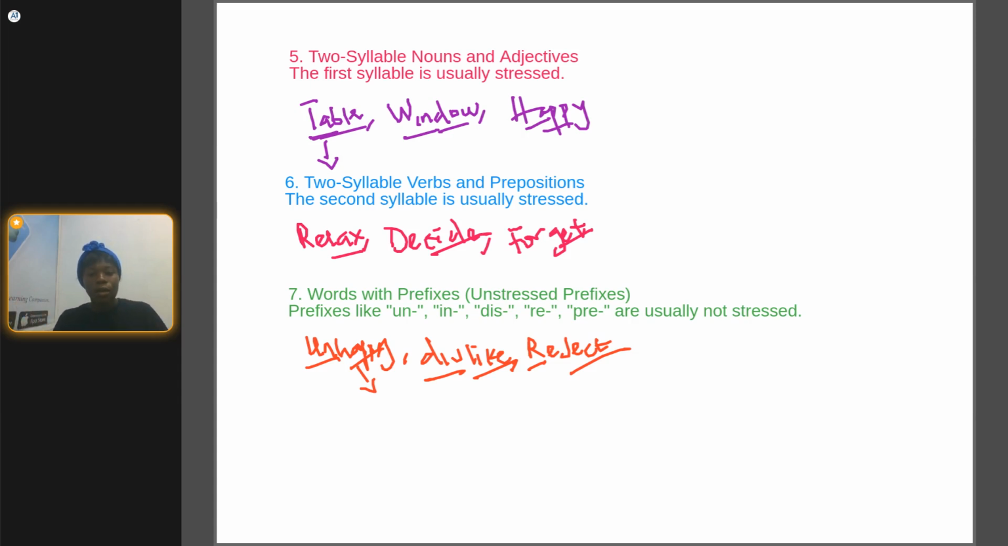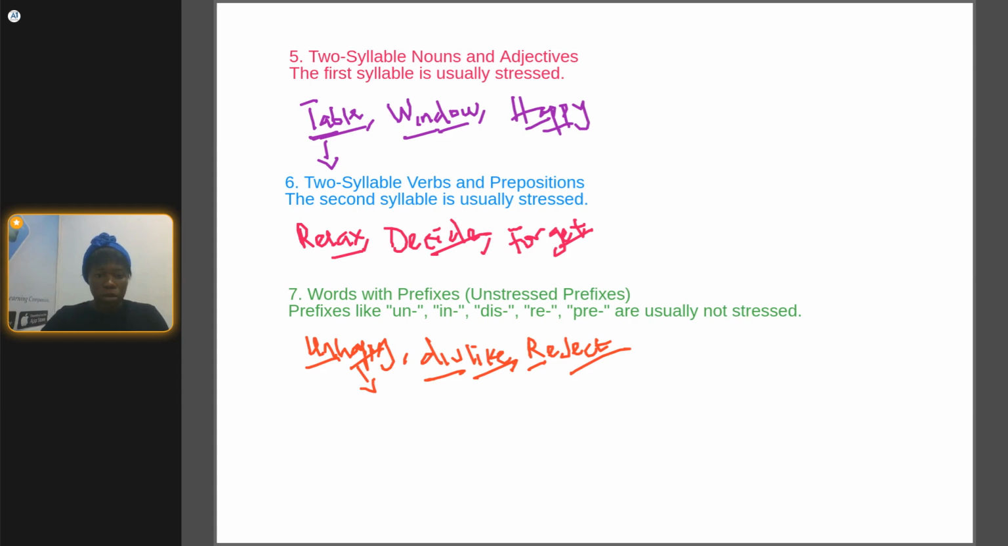All right, then we have rule number 8, and we're looking at words ending in ment. When a word ends with ment, the primary stress will always stay on the original root word. This is like a suffix.